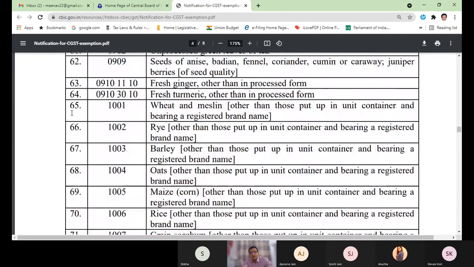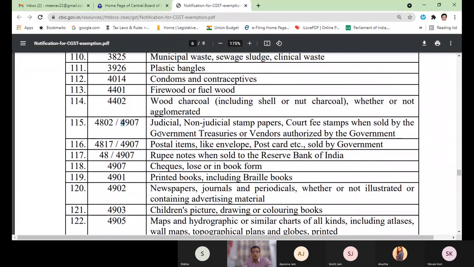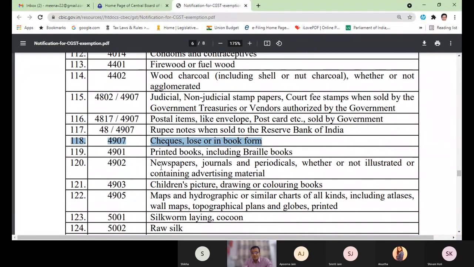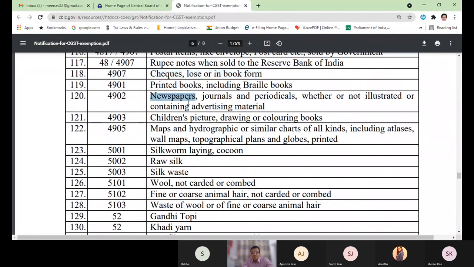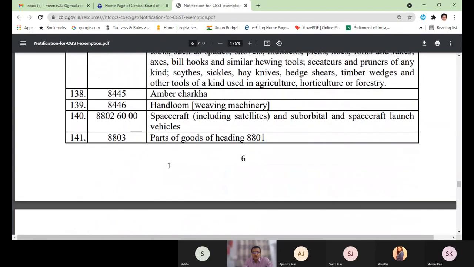For the timing I am discussing goods, then I will start services. These all are the examples of goods. Organic manure, kajal, plastic bangles, condoms and contraceptives, firewood, fuel wood, judicial papers, postal items, checks, newspapers, children's picture drawing or coloring books. There is no GST on these. Gandhi topi, coconut, Indian national flag, human hair, no GST.